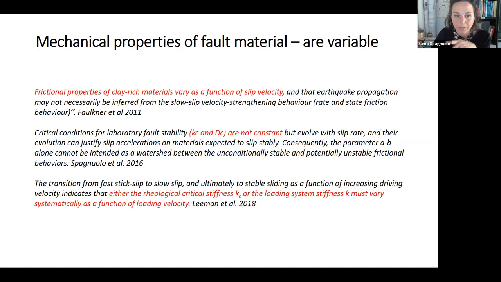There is Leeman in 2011 saying that the rheological critical stiffness, or the loading system stiffness, must vary systematically as a function of loading velocity. So there is again this concept that all these parameters, which for us are important to determine if the mechanical behavior will be stable or not, and if the energy release will be high or low, they vary.